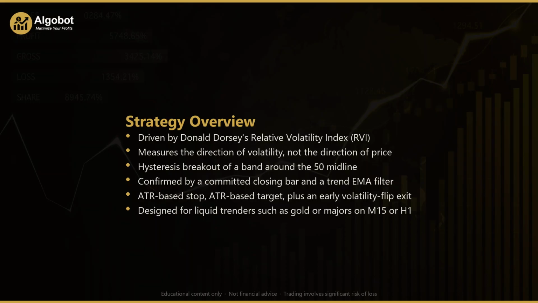The index is built from a rolling standard deviation of price. That volatility figure is split into an up move stream and a down move stream, each smoothed using Wilder's method, and then combined into a single reading that oscillates between 0 and 100 around a midline of 50. A reading above 50 suggests the range is expanding on up moves, which the strategy treats as bullish volatility. A reading below 50 suggests the opposite.